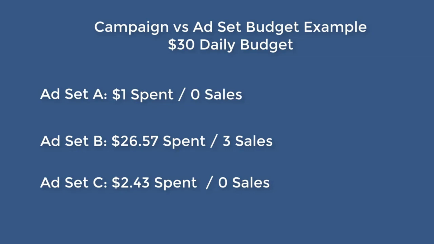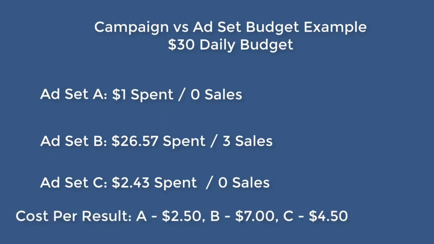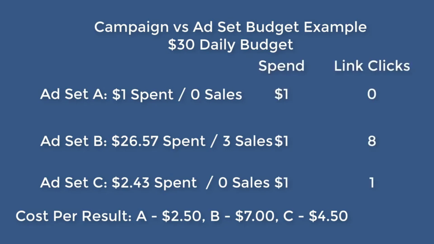Facebook does have to spend at least $1 per ad set inside of every CBO. So let's assume we know our cost per result in the above example, and it has not changed from the $2.50, the $7, and the $4.50 for ad sets A, B, and C respectively. Here's what we'll know within the first dollar of ad spend per ad set with only giving link clicks as our input. Ad set A will have 0 link clicks after $1 in ad spend. Ad set B will have 8 link clicks inside of that $1 of ad spend, and ad set C will have 1 link click.